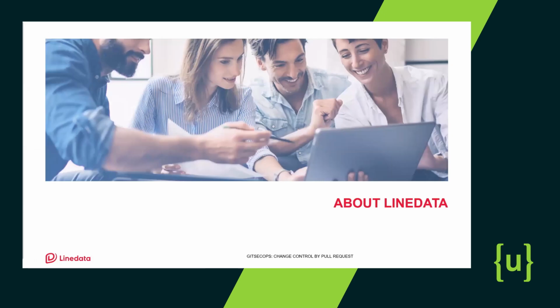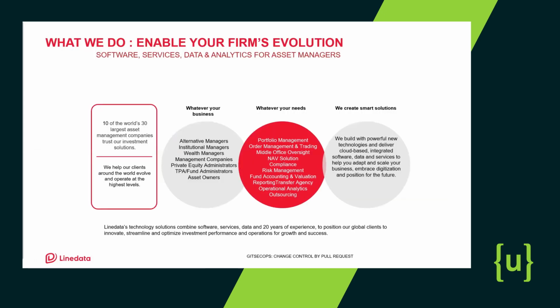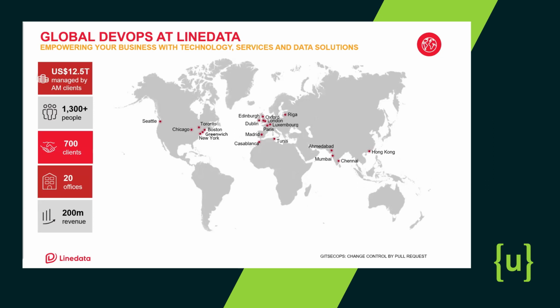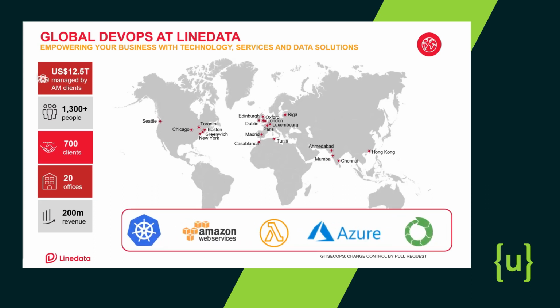We'll start with a little bit about Linedata. So we are a financial services fintech company. We offer front, middle, and back office products for wealth managers, risk management, lending and leasing. Essentially, we are a fintech company. We are global. We have many offices around the world, 20 offices in fact, with hundreds of clients and over 1,300 employees. And over the past couple years or so, we've been going through a digital transformation.